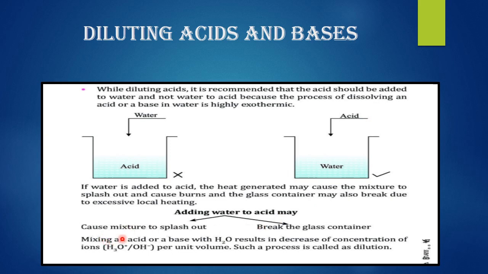Now when acid or a base is mixed with water, or more water is added to it, there is a decrease in the concentration of hydrogen ions or hydronium ions if it's an acid, and if it's a base, there will be a decrease of OH ions per unit volume, right? That means the number is not going to reduce, but per unit volume it will decrease, because now more water is being added to it. So such a process is called dilution.